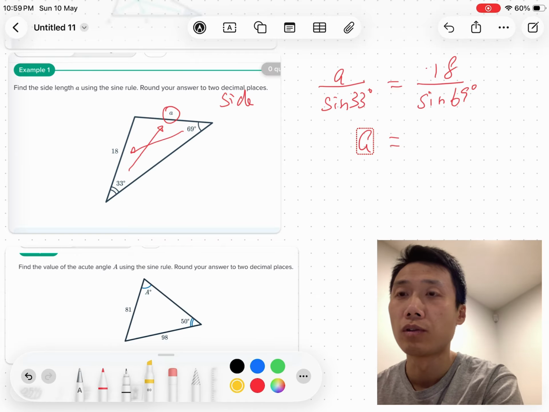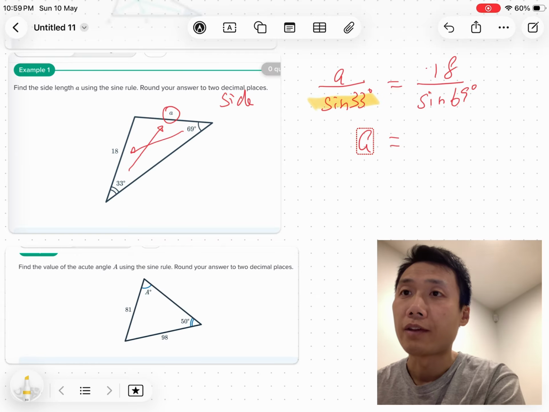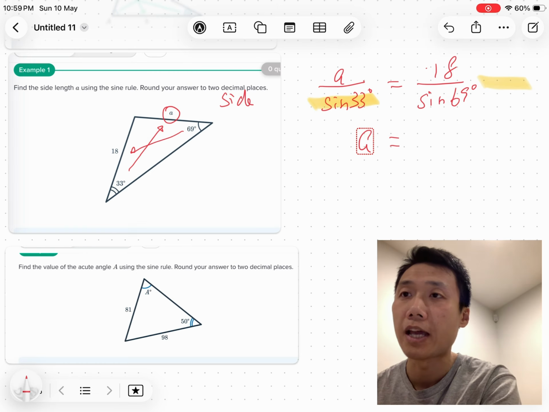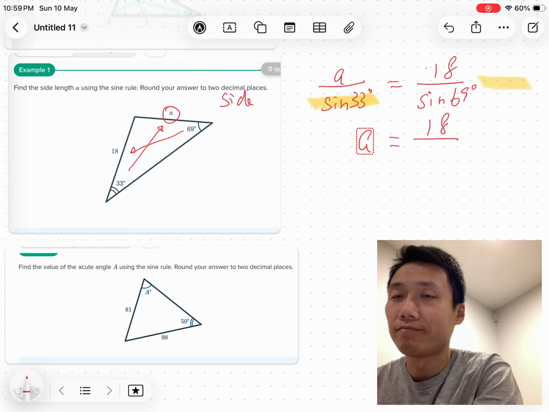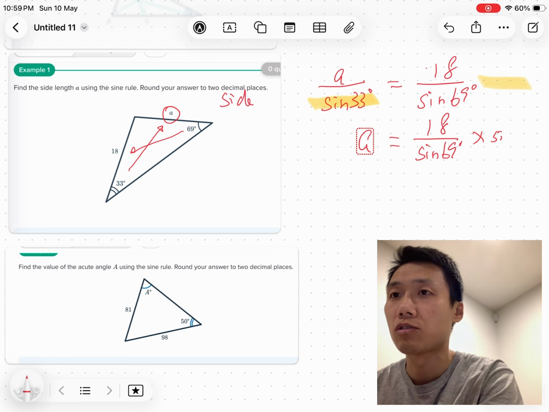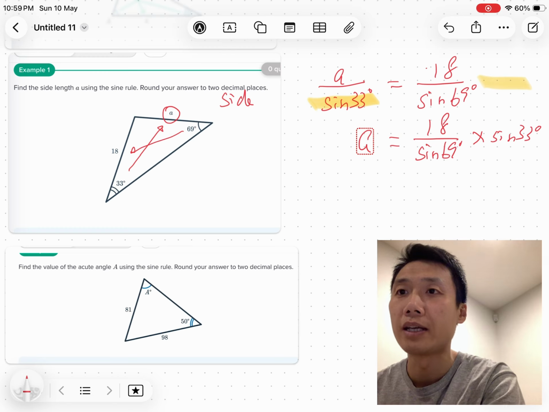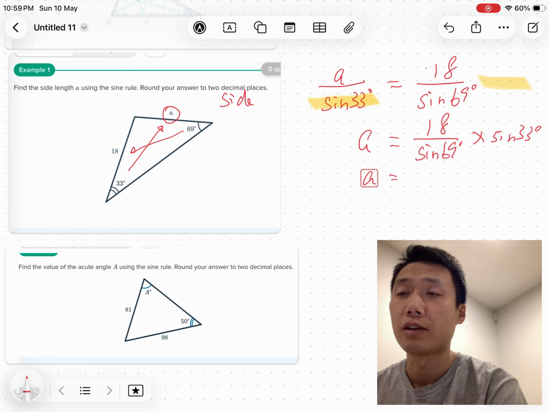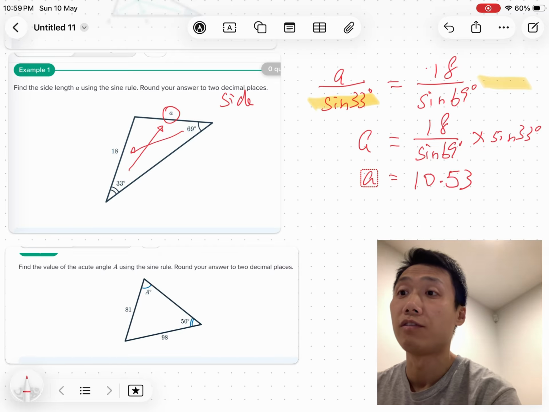So we try to remove the sine 33 from the left hand side to the right by doing multiplication. This is quite straightforward. While we are doing this, we remove the other numbers, and then we have the unknown value. So a, very quickly using a calculator, is 10.53.